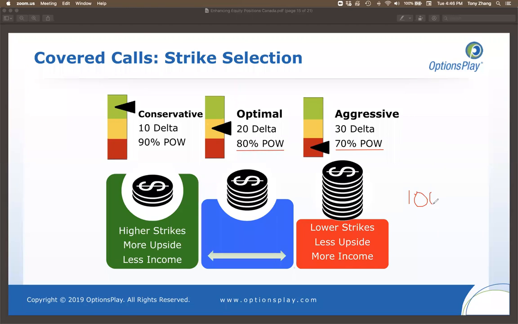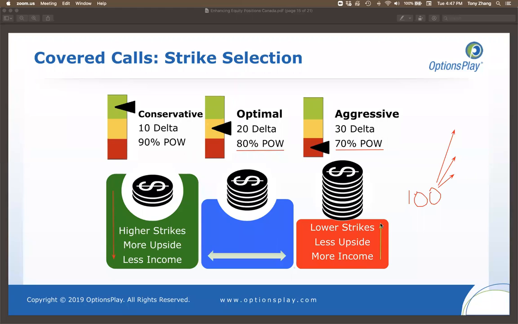$100 stock. If I'm selling a covered call that's above the current price, I can sell at 105, 110, maybe 115. So the higher the strike, the more upside I'm going to get for my stock, meaning the more the stock gets to go before the stock gets called away. In exchange for that, I'm going to get less income. Conversely, on an aggressive covered call, these are much lower strikes, like the 105 strike. This gives my stock a lot less upside because the stock can only rally 5% before it gets capped and sold away. In exchange for that, I'm going to get more income.